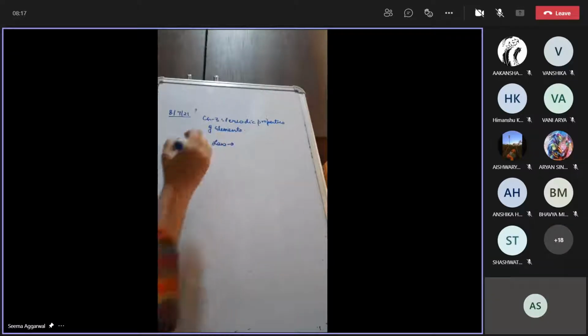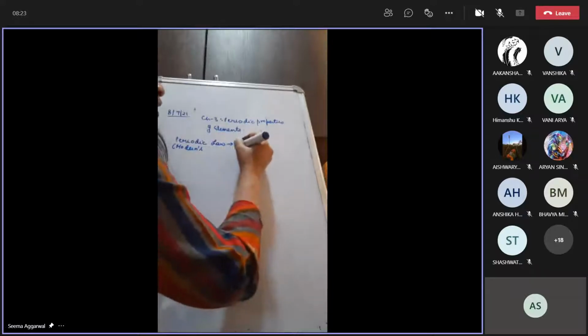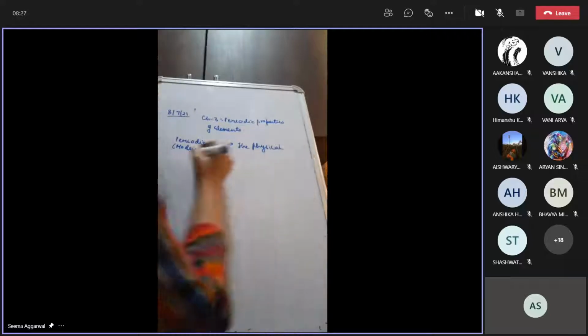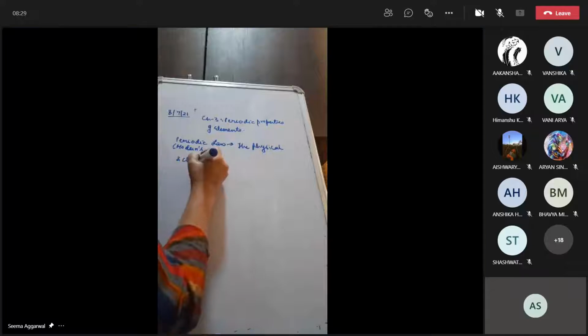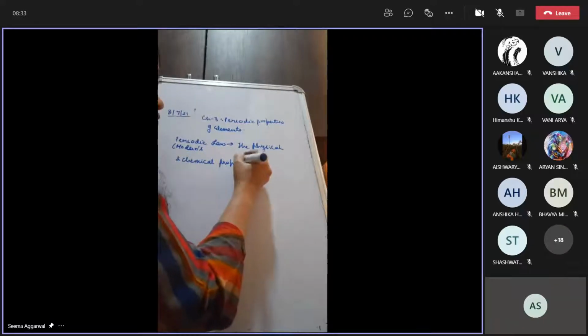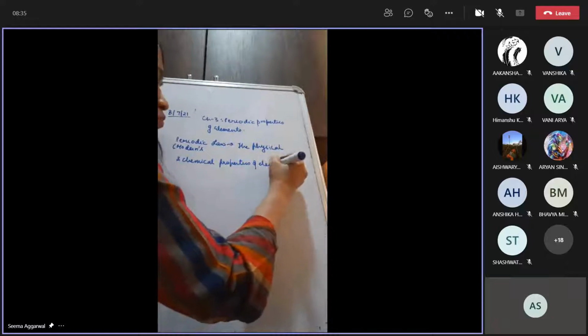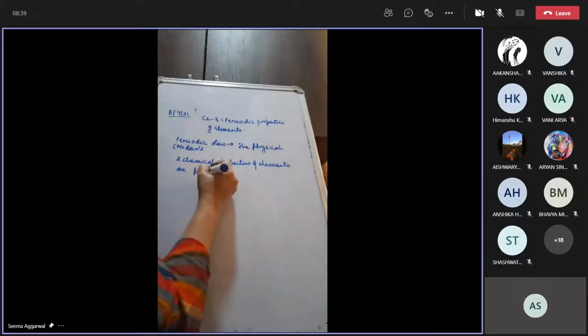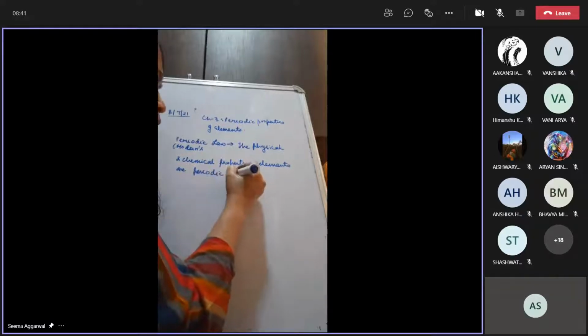So we are directly going to start from here. Previous portion it has been deleted, and already you have studied it. The physical and chemical properties of the elements are periodic function of their atomic number.